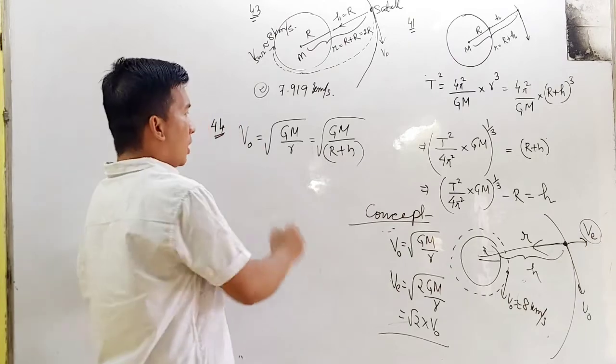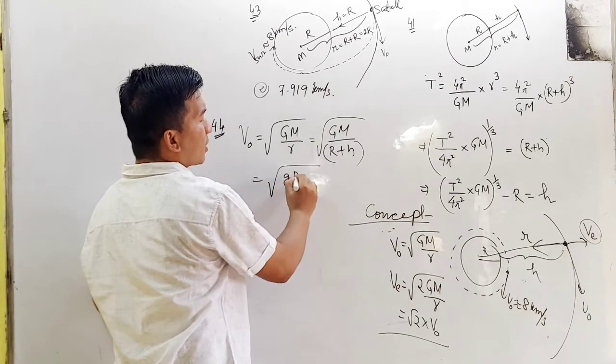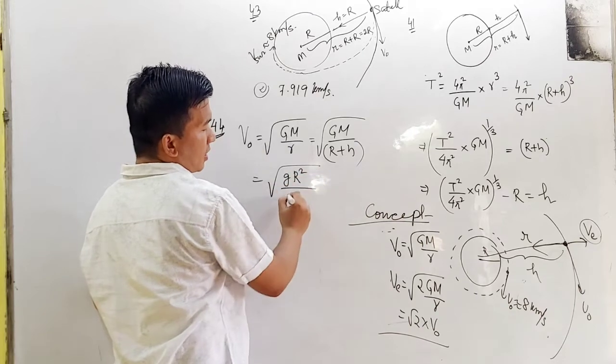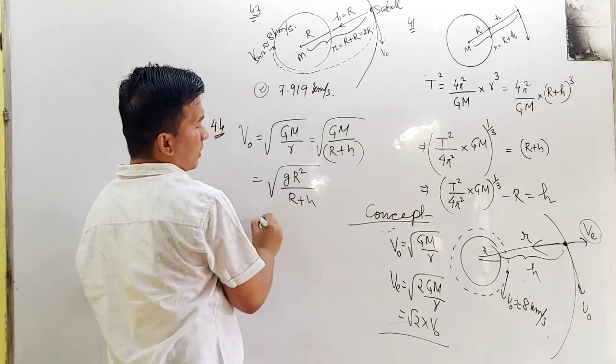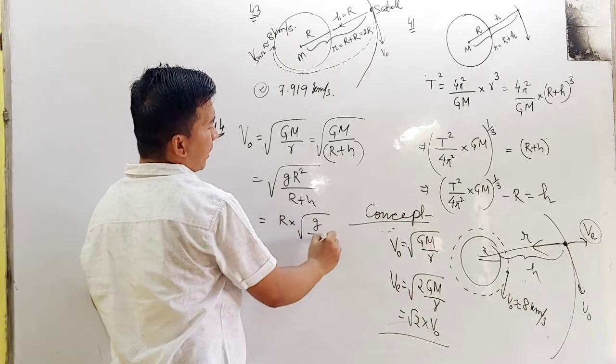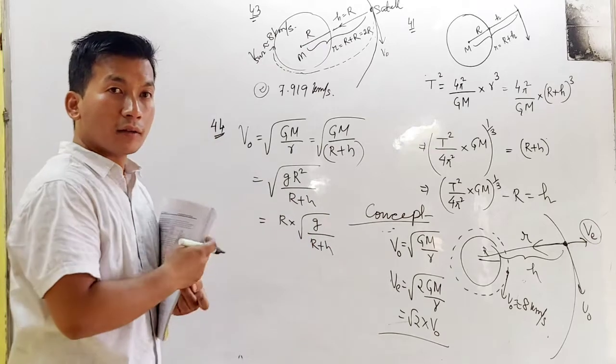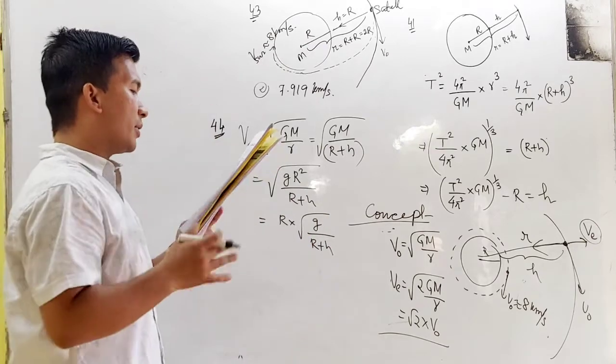What about your capital G M? This is root over g R square, and R plus h, which means the answer is R into root over g divided by R plus h.